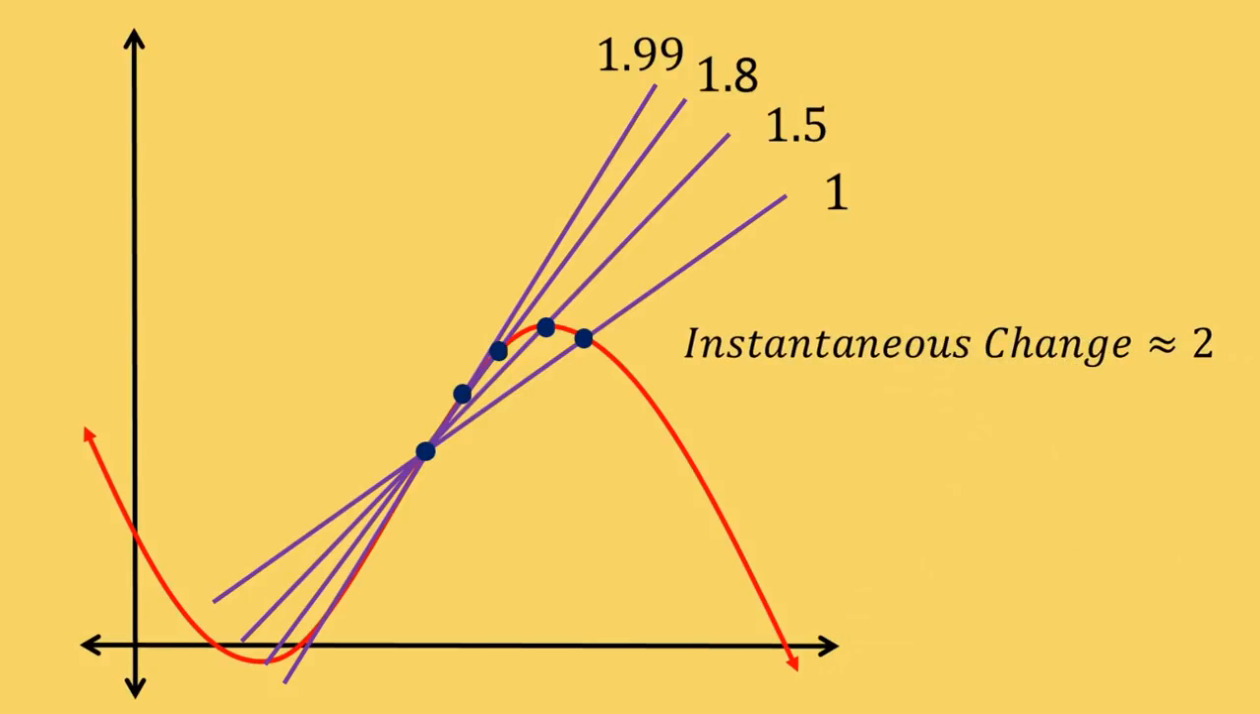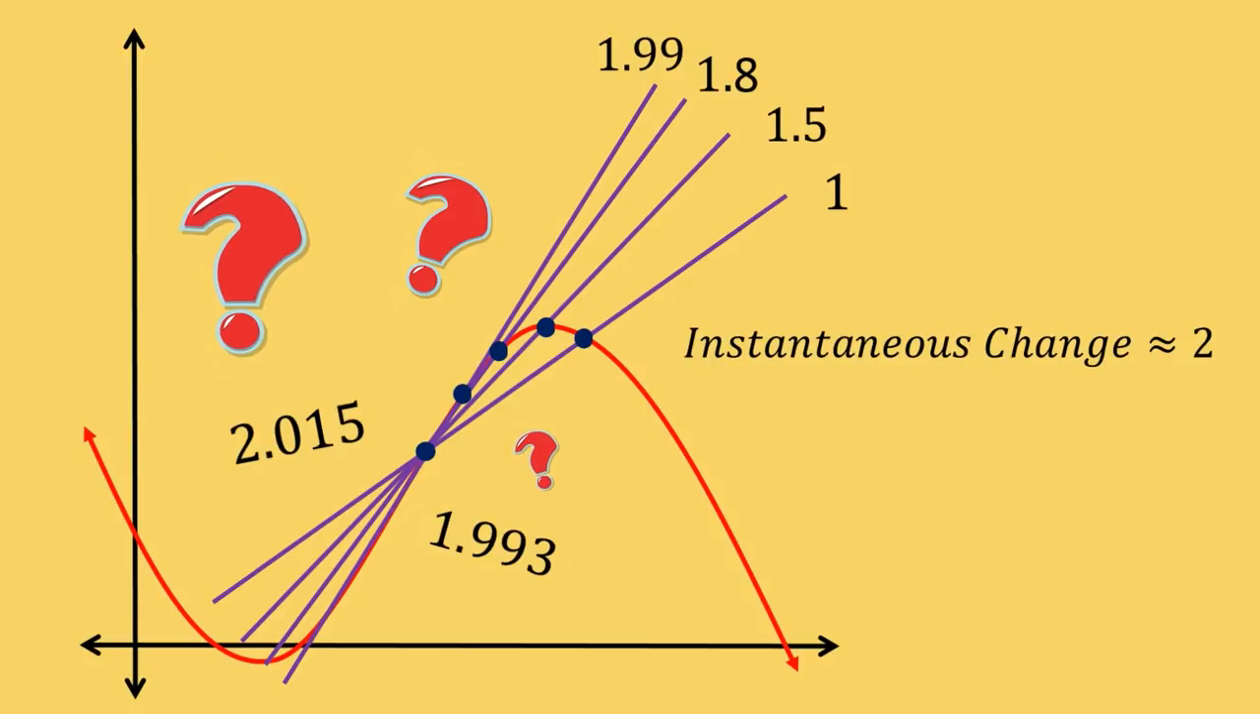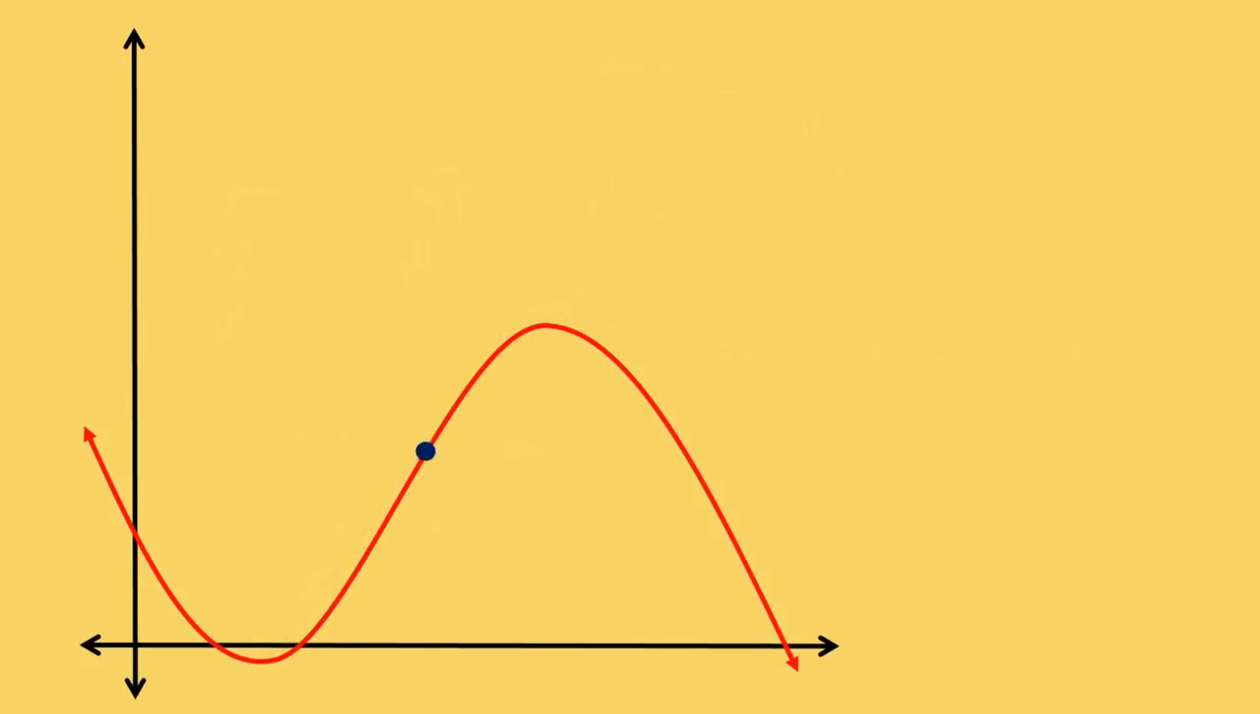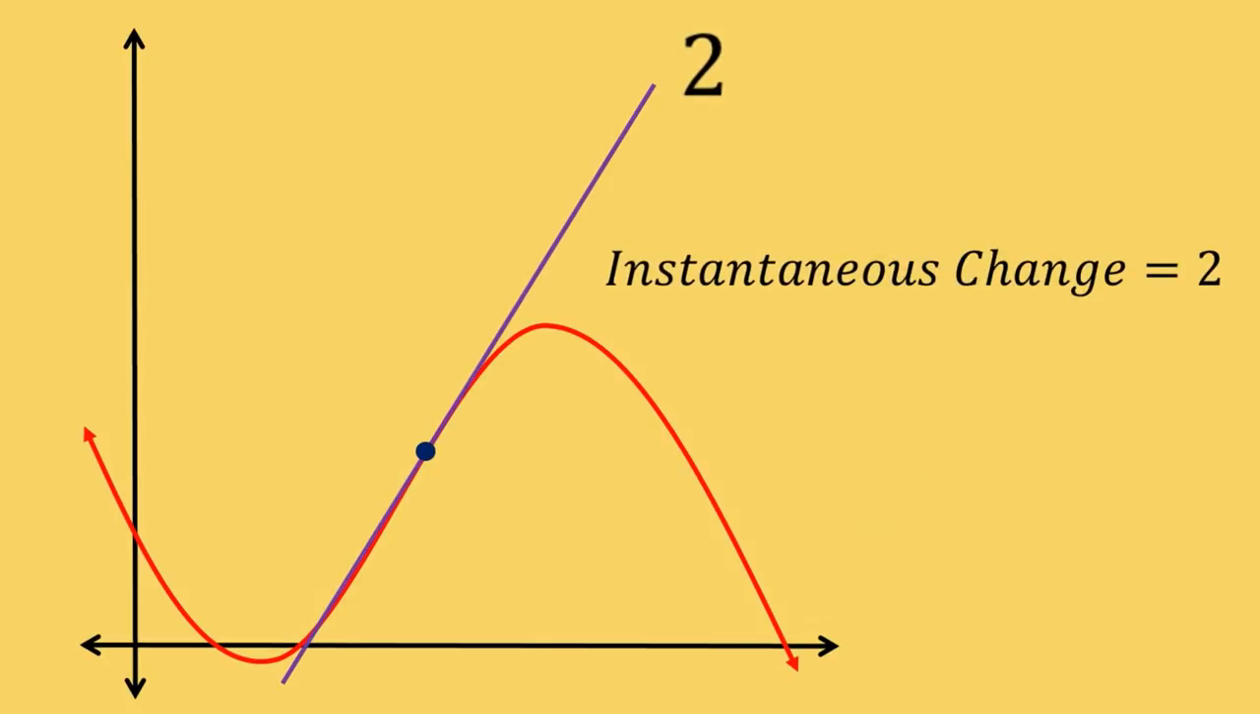This is because we don't have any way of precisely saying how close to the value of 2 we are getting. Maybe the true value it's approaching is 2.015. Or it might even be approaching 1.993. We can move these points closer together to gather more evidence, but it'd be much better if we had an exact way of knowing what value this rate was approaching, a method for finding the limiting value exactly.